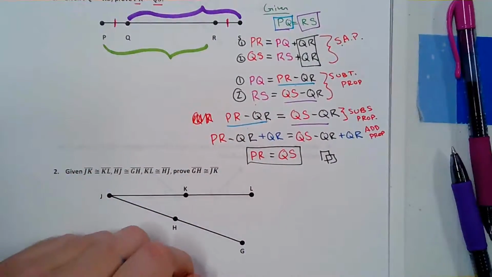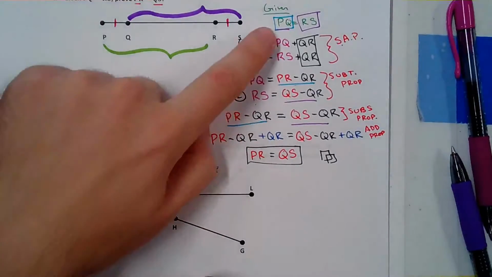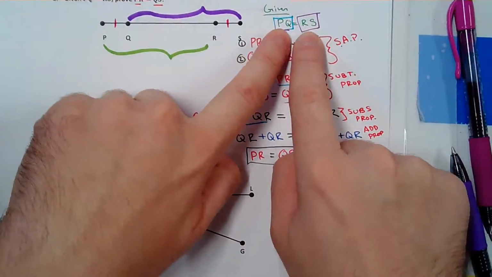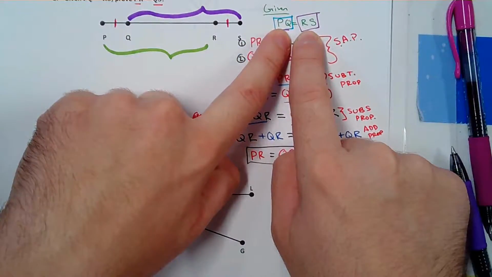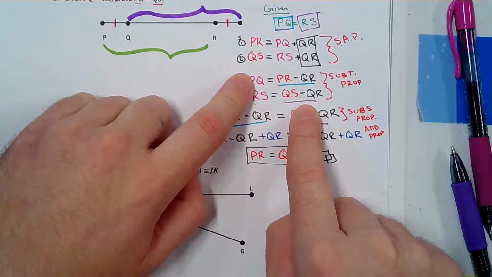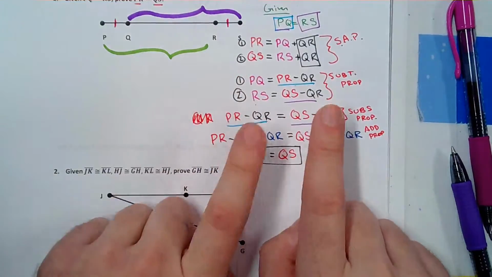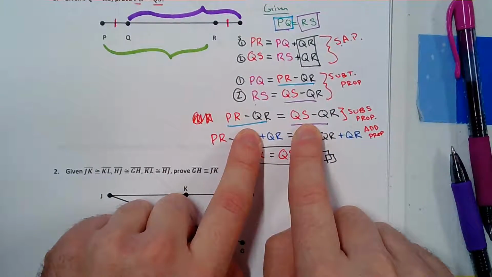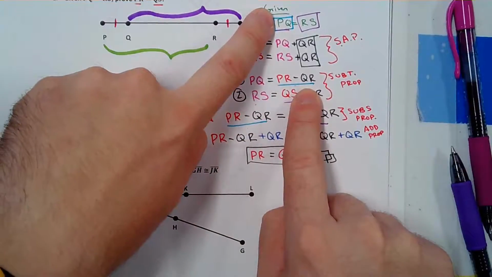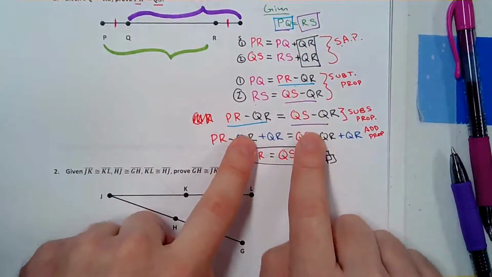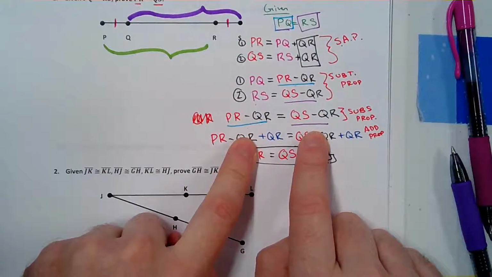Your next step is to figure out what you need to get on your own. Well, I need to get PQ and RS on their own because that's what I want to be together, right? So I did that. After we do that, I can plug them into the original thing. PQ is this, so I plug that in there. RS is this, so I plug that in there. Okay? That's what we're doing.